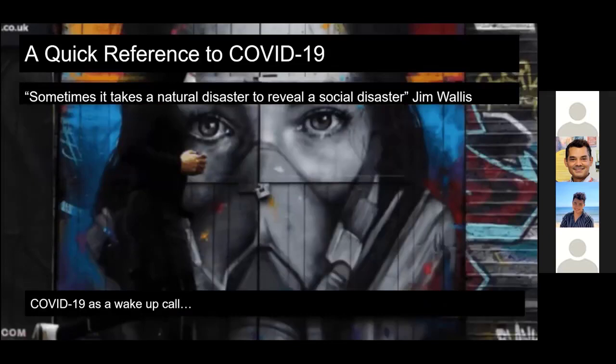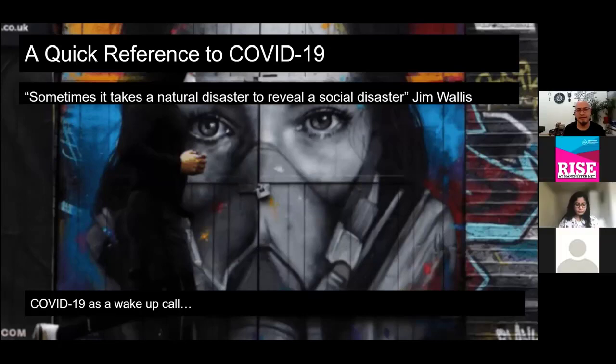Before saying my final words, I need to refer to COVID-19 and the main takeaways that emerged with the pandemic. What Jim Wallis says perfectly illustrates what happened during the COVID-19 crisis. He says, "Sometimes it takes a natural disaster to reveal a social disaster." In this regard, we can say that the COVID-19 pandemic was more than a crisis. In fact, it was a wake-up call for everyone. We knew that the inequalities and inequities were already there, but they became more visible with the pandemic.